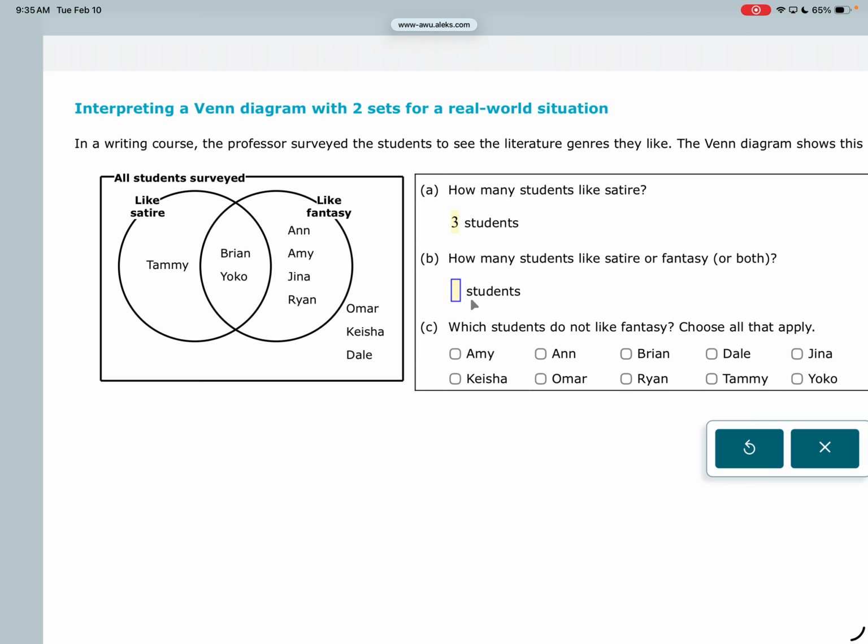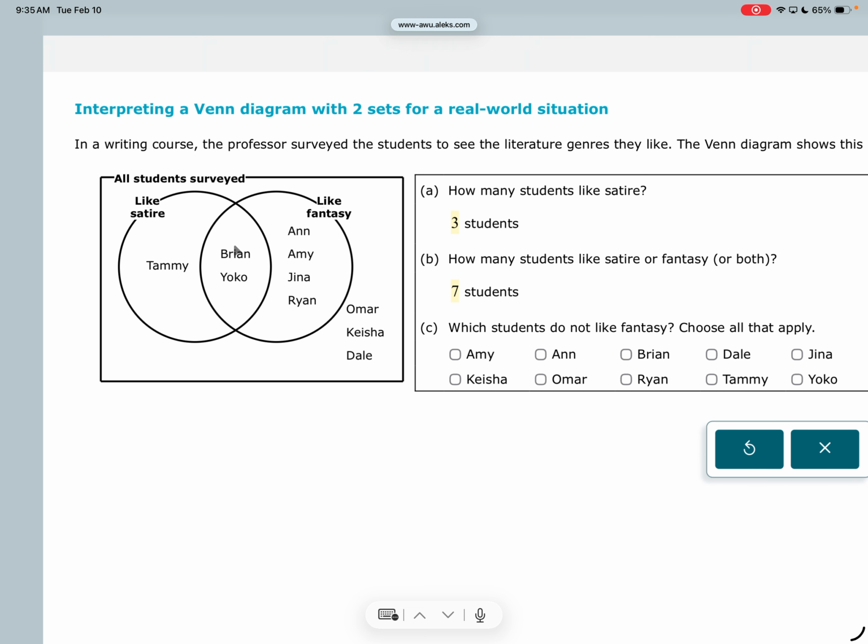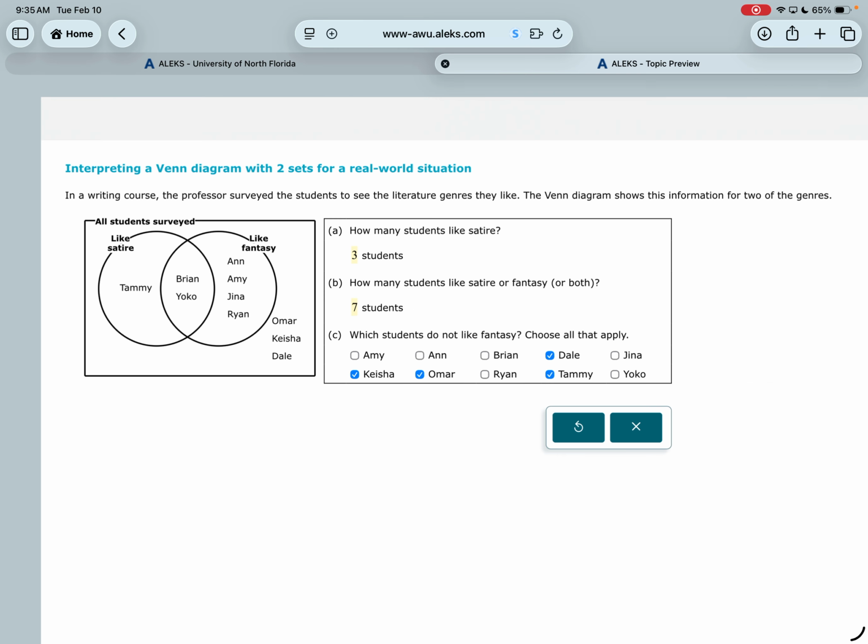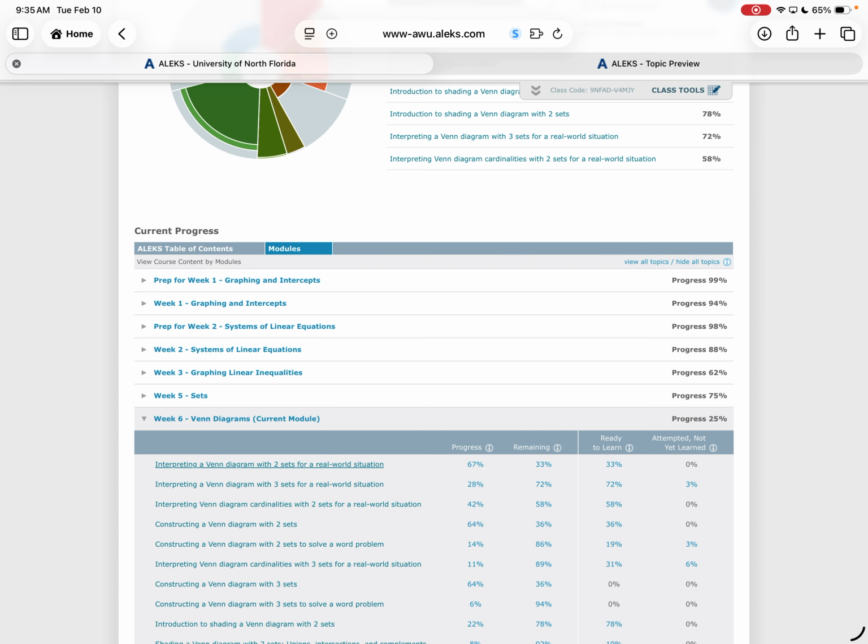How many do not like fantasy? Tammy only likes satire, so she would count in there. But then also do not forget these 3 out here. So it would be Tammy, Omar, Keisha, Dale, okay? So make sure you get those ones on the outside. Don't forget those as you're doing them as well.